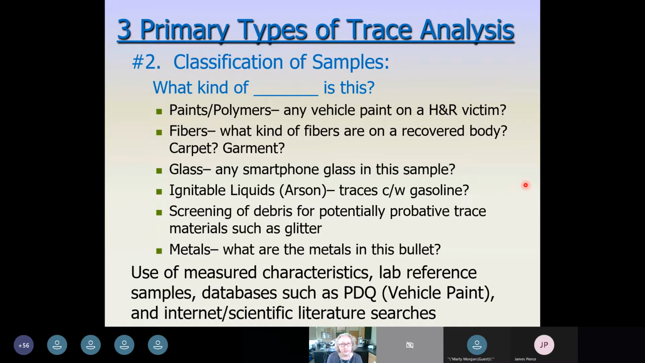So for classification, we are using, again, our instruments and our microscopes, and we are measuring certain features or characteristics about these unknown items. And then we're using either lab reference samples or our training or sometimes databases to figure out what do these characteristics lead us to think that the category or classification should be of this item. And I'm going to pass it on to Carly to tell us about one of her recent cases.